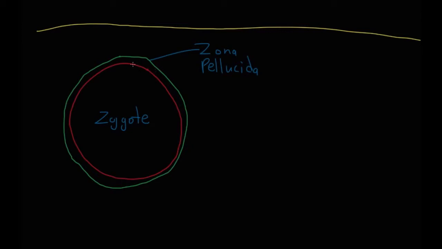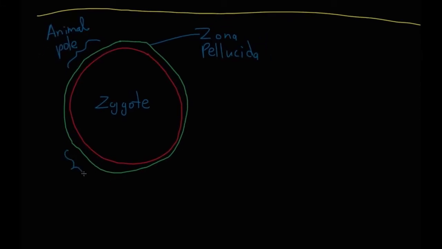And so because of that, one side of the egg, one half of the egg, is called the animal pole, and the other side of the egg, the other half or the other pole, is called the vegetal pole. And you can kind of think of these as the north and south pole of the Earth.